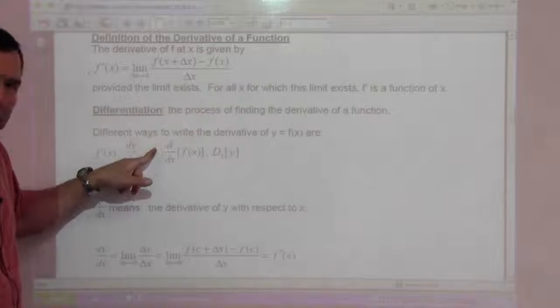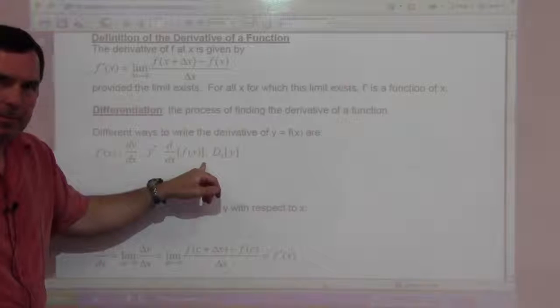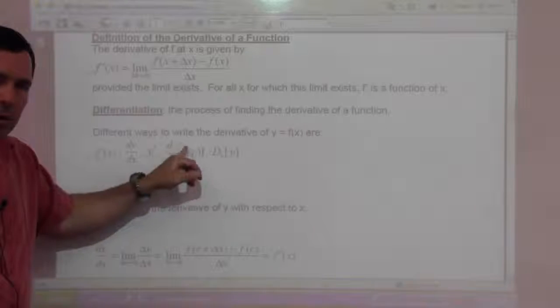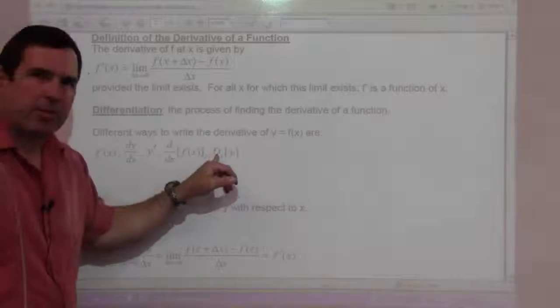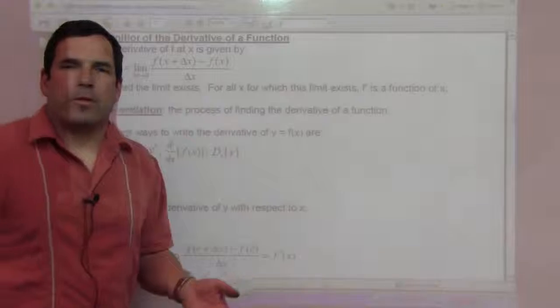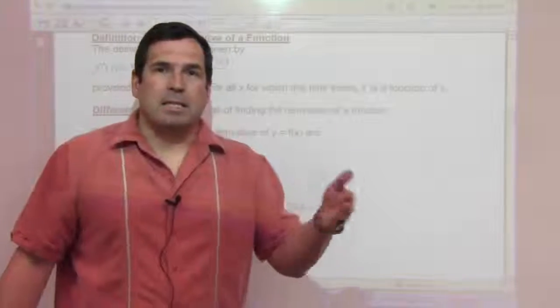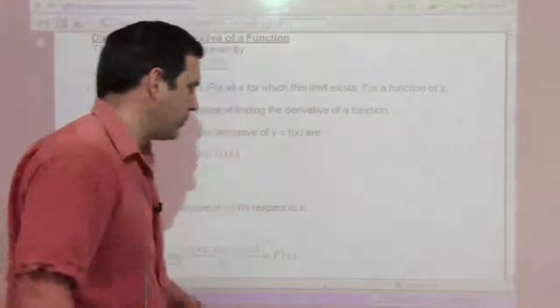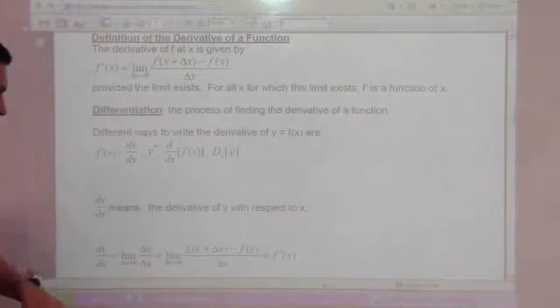Y prime, with a tick mark there. The derivative with respect to x of f of x is kind of a long way to write it, but it means the same as these others. This one you don't see as often, the derivative with respect to x of y. So often y would be the function, and we're taking the derivative with respect to some variable. Is it x, is it t, is it something else? So dy dx means the derivative of y with respect to x.